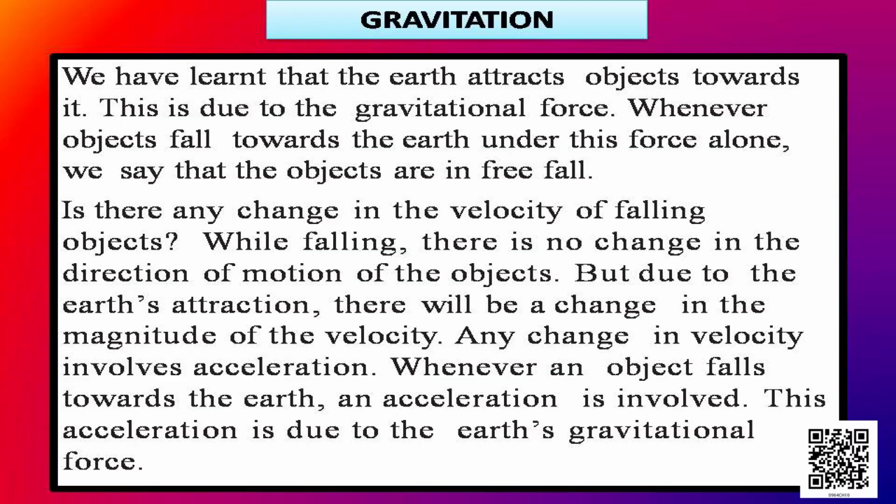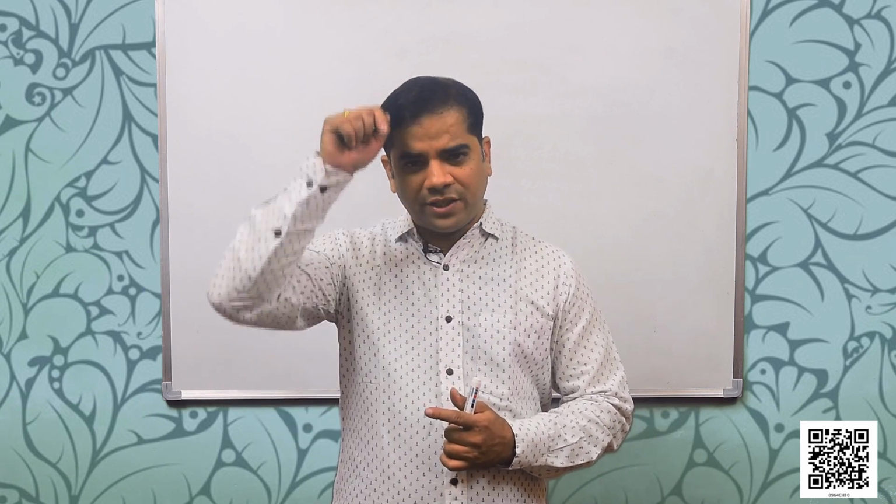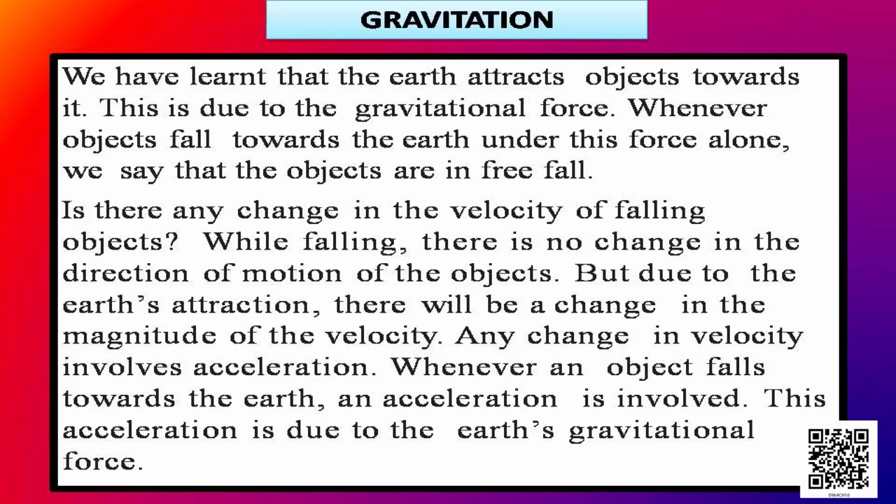So is there any change in the velocity of falling objects? While falling, there is no change in the direction of motion of the objects. See, if a stone falls from upper direction, it does not change its direction in between. It falls in a particular direction. But due to the earth's attraction, there will be a change in the magnitude of the velocity.